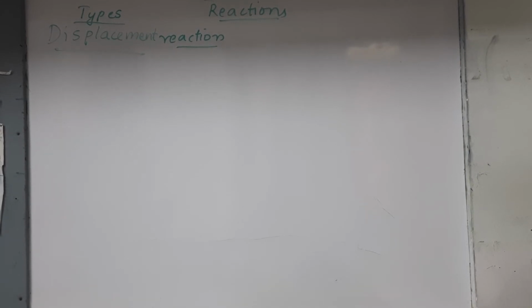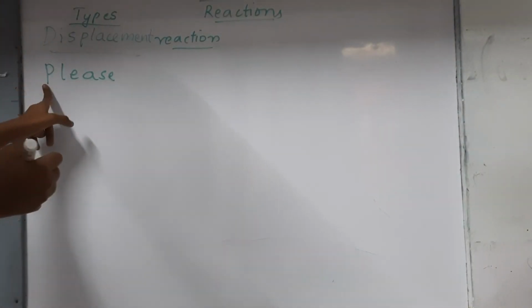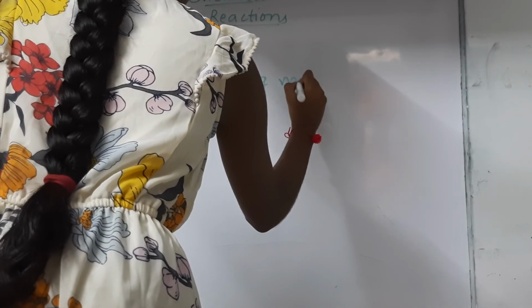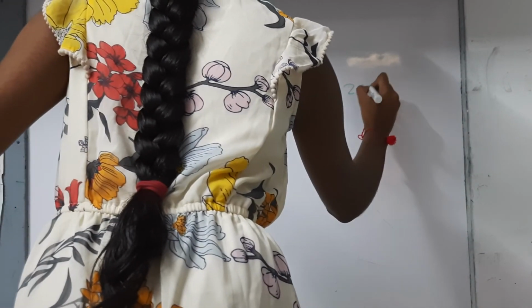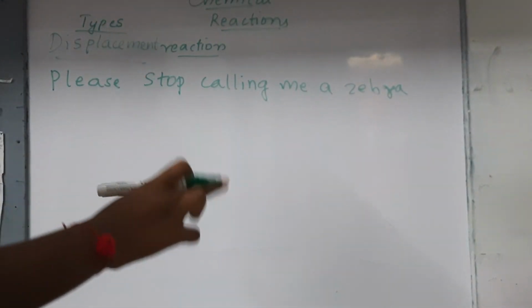So you can remember it easily with one sentence. Please stop calling me a zebra. I'll write it down. Please. So P is for potassium. So please stop calling me a zebra.